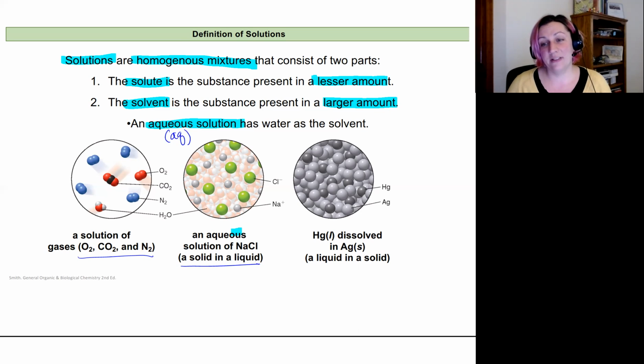We can also have liquids dissolved in solids as well, which is an interesting one to think about. Here's mercury and silver forming a solution. The mercury is in the liquid form, and silver is a solid, and it kind of gets into all the little nooks and crannies that are made by the crystal structure, and it makes a solution. Another example of this would be a metal alloy where you have a solid and a solid dissolved in one another. The smaller amount of metal within the alloy would be the solute.